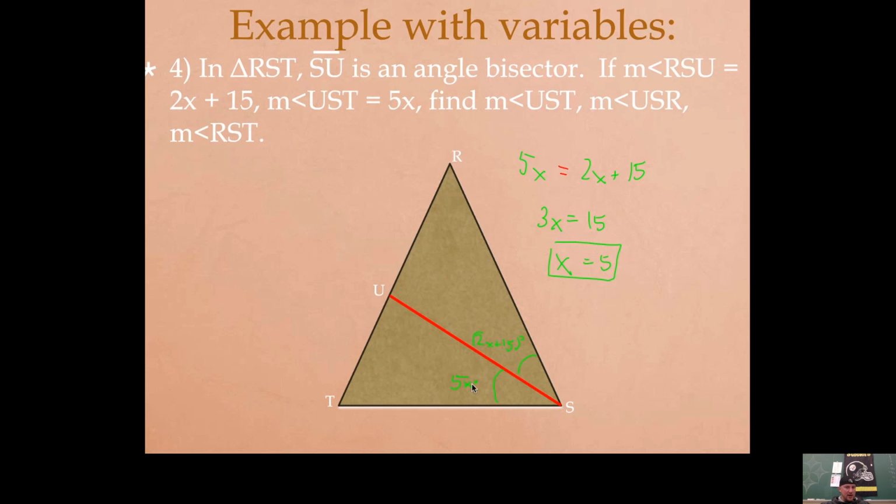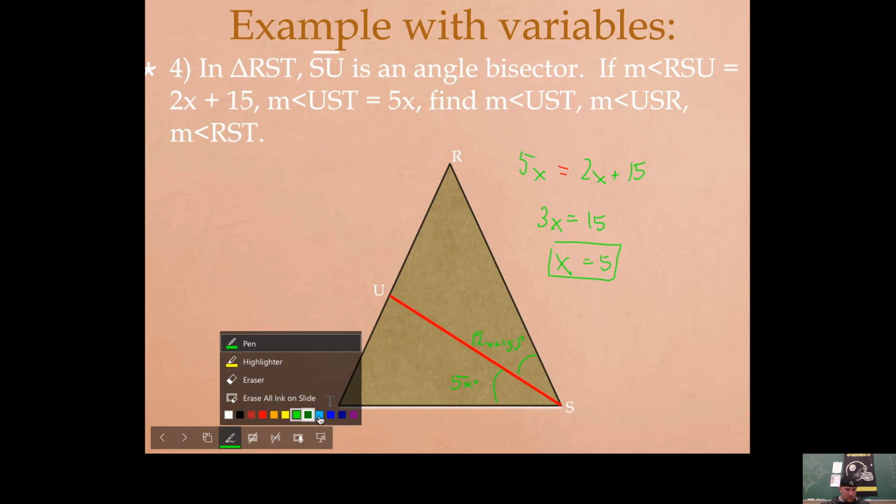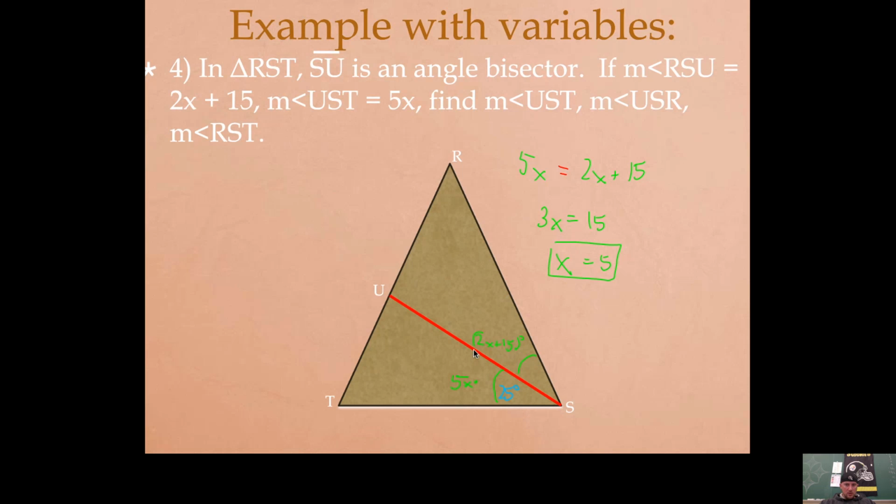So if x is 5, 5 times 5, that gives you 25 degrees for this angle. 2 times 5 is 10. 10 plus 15 is also 25 degrees. Now, are you surprised that these angle measures are the same? No, remember, they have to be the same because of the angle bisector. You should be surprised if they weren't the same because you set them equal to each other. So that's a good way to check your algebra. Now, the last question, obviously these two little angles are 25 degrees. What's the measure of angle RST? That's the big one. 25 and 25 make 50.